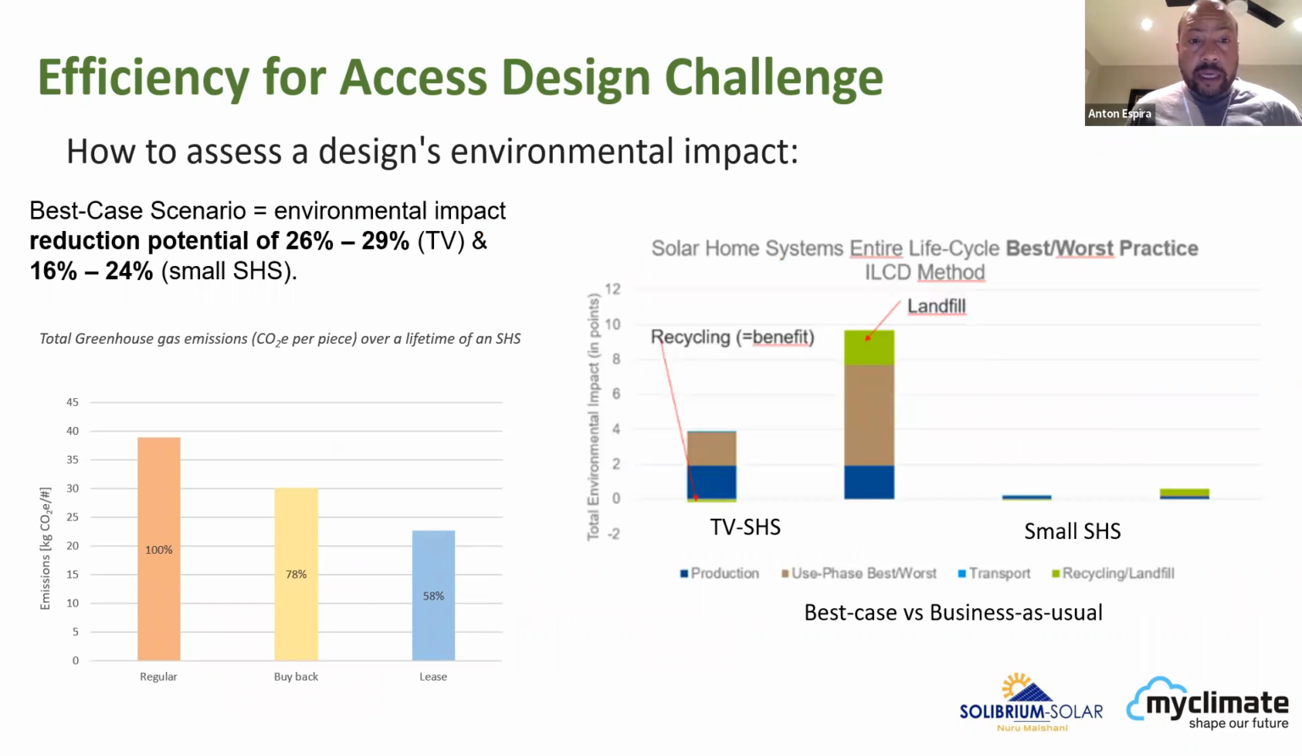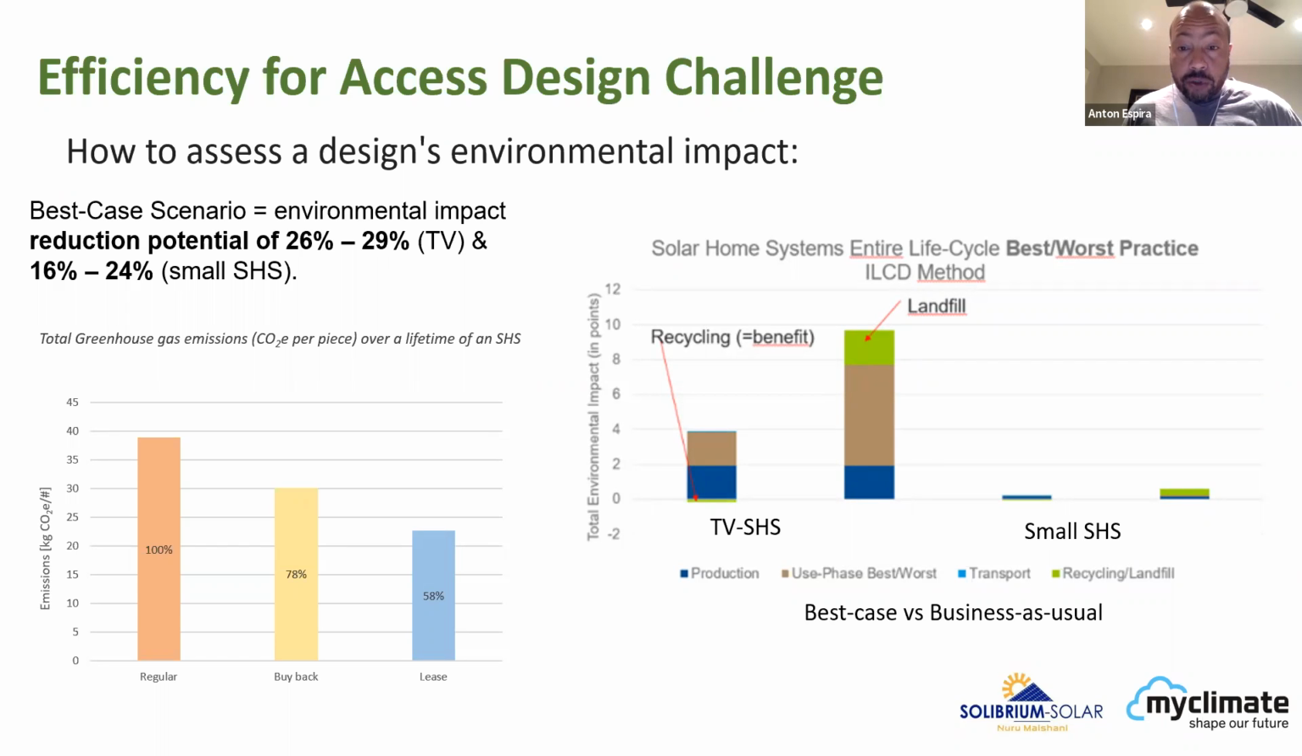So we have looked at life cycle analysis among several products that we retail in Kenya. And the graphs show some of the examples that we've found. Generally, if we compare a best case scenario where there's repair and recyclability in a product to the current business as usual, we find that improved environmental practices reduce the potential for an environmental impact by as much as 29% for large solar home systems. The graph on the right gives you an example of what we looked at. We gave environmental impact points to products.